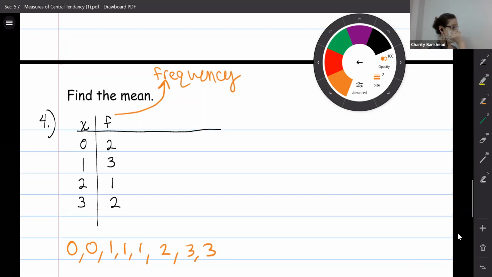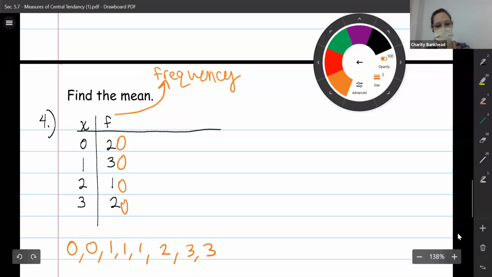Like I said, that's relatively easy to do because it's small frequencies. But the reason why frequency tables are helpful is because sometimes the frequencies are higher. What if I slapped a 0 onto each of these frequencies? Then how fun would it be to write out that data set? Not very. So that's why we often use this representation.